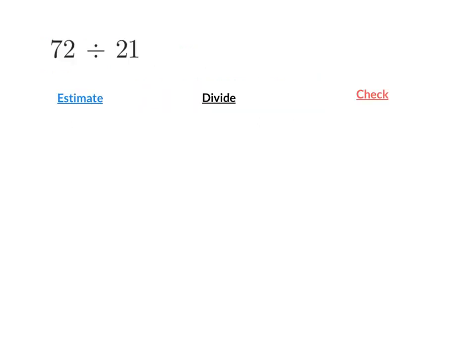Okay, so whenever we are dividing, we always have to estimate, divide, and check. So we're always going to use the same process of estimate, divide, then check. Sometimes we might have to do it several times before we complete one problem. Let me show you what I mean.